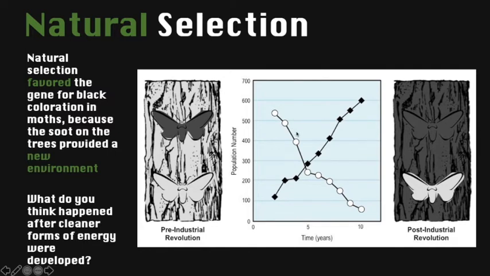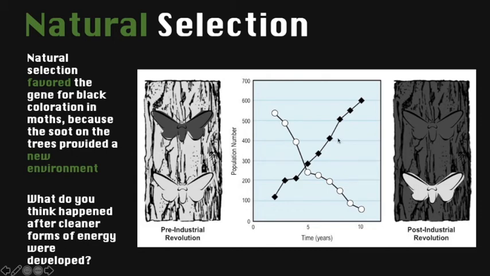Now, here's the thing: factories today don't pollute things as much as these Industrial Revolution factories did. So eventually, humanity figured out a way to make their factories so that they didn't stain the trees dark, right? So what do you think happened after cleaner forms of energy were developed for the factories? What do you think would happen? Make a prediction. If the trees were to be cleaned and were to be made white again, what would happen to the population of white moths, and what would happen to the population of black moths?